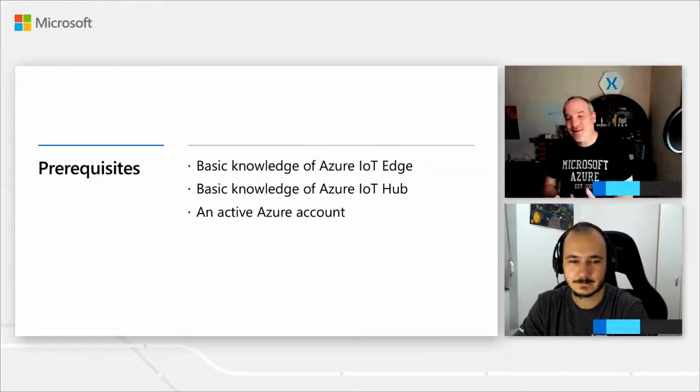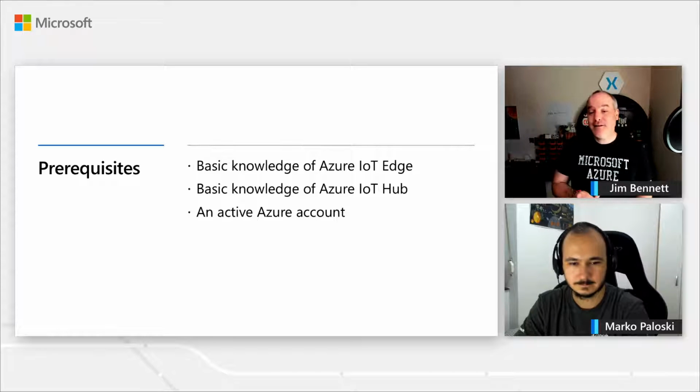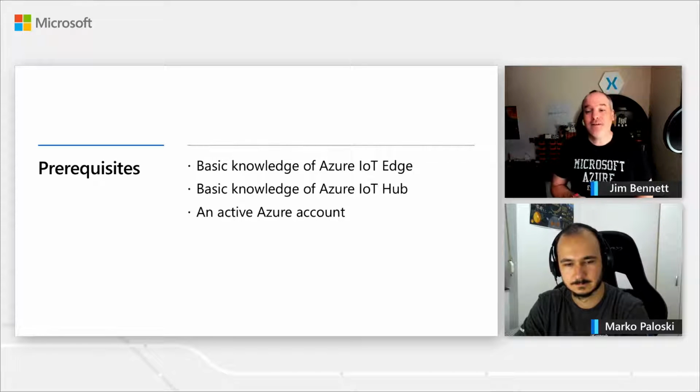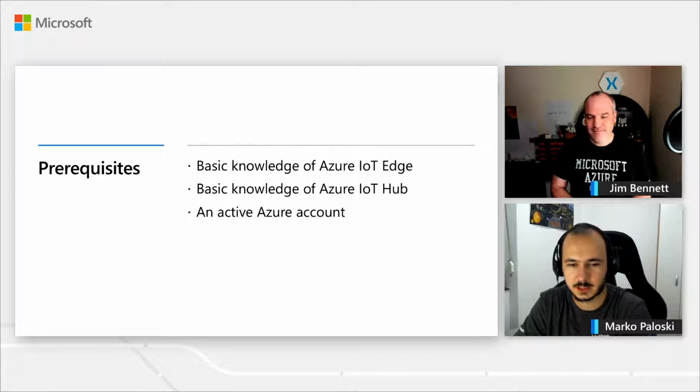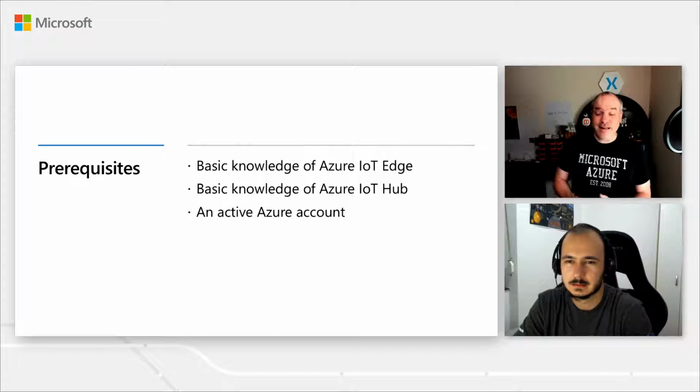Yeah. Now, there are some prerequisites for this course. You say you're prepared. There are some prerequisites for this. You need a basic knowledge of Azure IoT Edge, a basic knowledge of Azure IoT Hub, and an active Azure account. Do you have those? I have one active Azure account, but how can we create or receive an Azure account if we don't have one? That's actually a really good question.